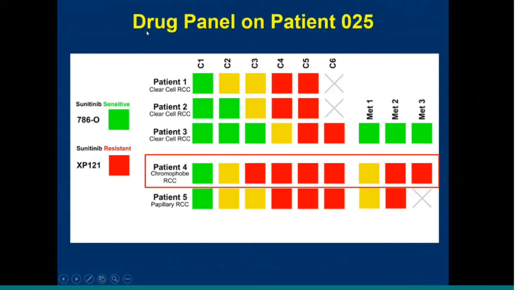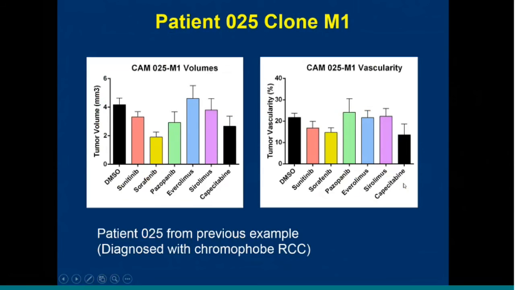To do this drug paneling study, we first focused on patient 25, more specifically metastatic core number one. For this core, it kind of looked like an edge case. It might be sensitive or might be resistant to sunitinib, but we're edging on it being resistant as compared to the other two cores. And so we looked at core one, and we tested it with these drugs. And I'll remind you, this patient was diagnosed with chromophobe RCC, so really shouldn't be responding to sunitinib at all.